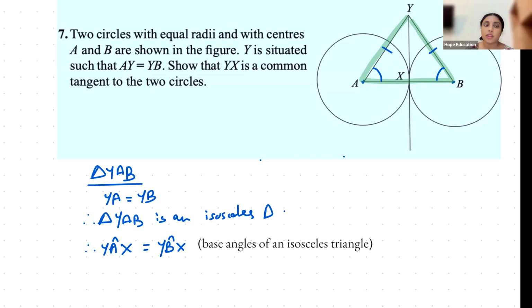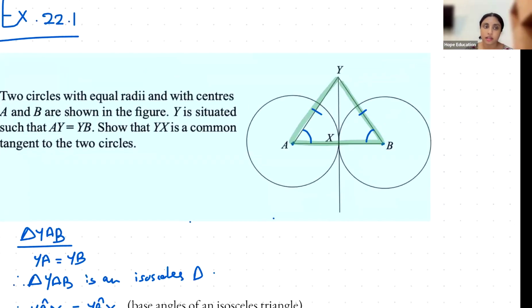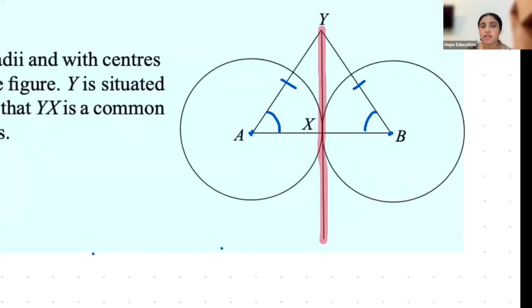Then here I need to show that YX is a common tangent. So we have to show that YX is a common tangent. If it's a tangent, now you know this is one radius, this is another radius. These angles should be perpendicular. But we don't know that yet. Think about how to do this, children.